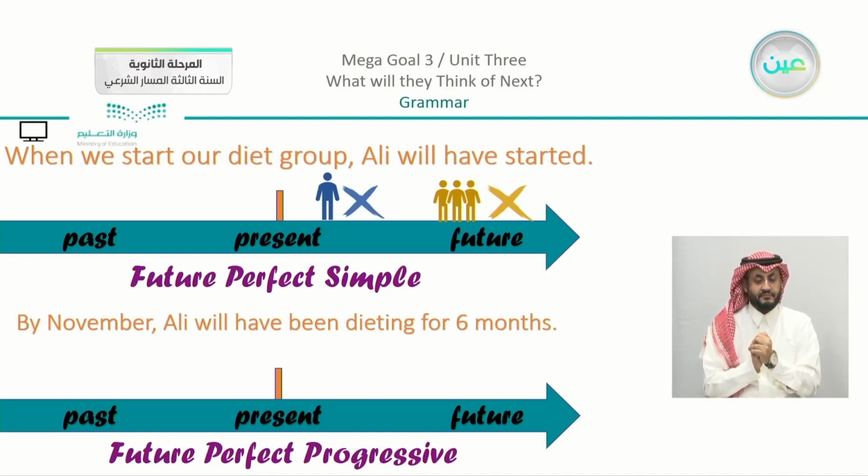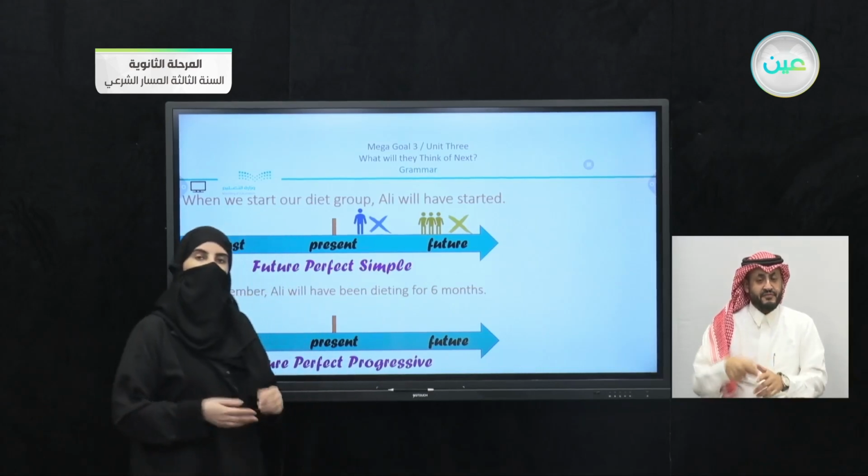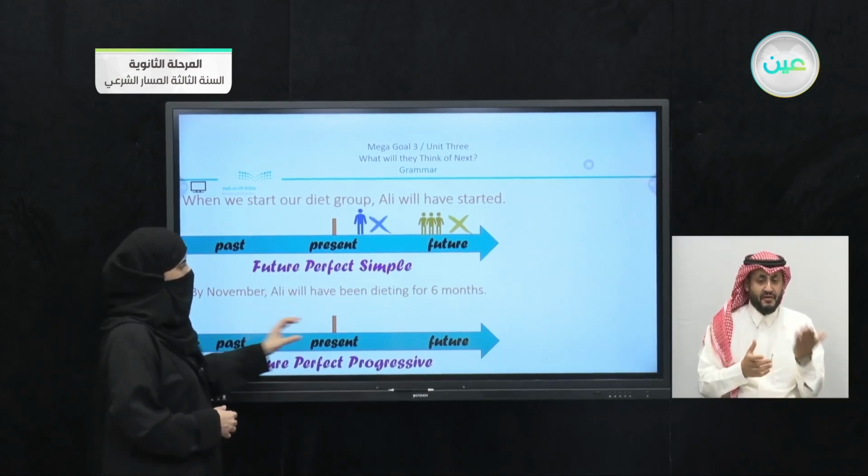Now this is the future perfect simple. Why is it the future perfect simple? Because we just use the future will plus the helping verb, the perfect have, plus the past participle. But on the other hand, we have the same timeline.